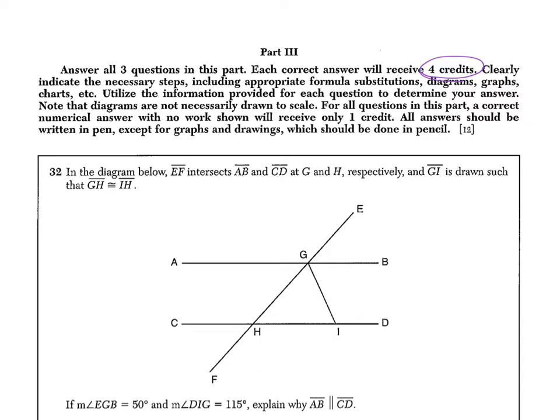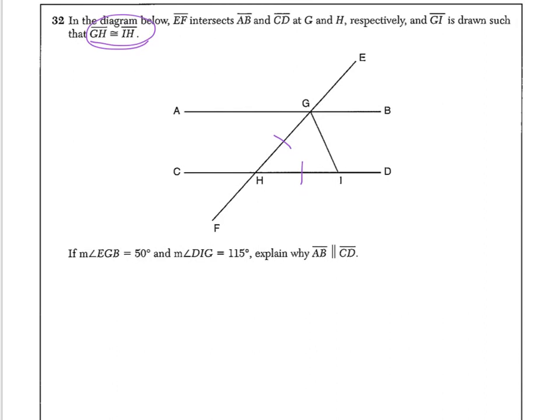In the diagram below, EF intersects AB and CD at G and H, respectively. And GI is drawn such that GH is congruent to IH. This is a piece of information that so many students skip over, and unless you mark it on your diagram, you're not going to be successful in this problem. And we also have to mark up this information down below. Measure of angle EGB is 50 degrees, and the measure of angle DIG is 115 degrees. Explain why AB is parallel to CD.